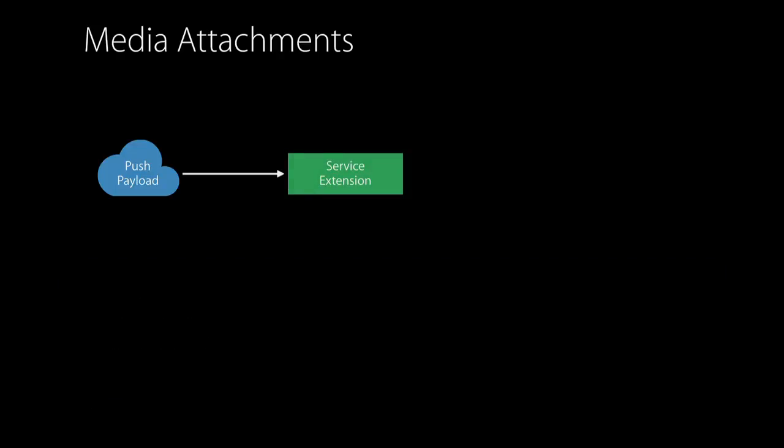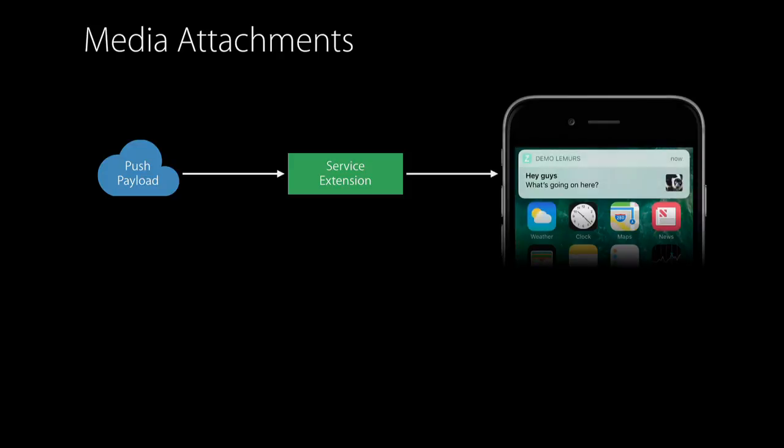After you've done this and the notification is delivered to this device, the system will run your service extension. In the service extension, you can download the attachment any way you want. Perhaps you can use an NSURLSession so that the system helps you manage resources. And then the notification is delivered to the user with the attachment.